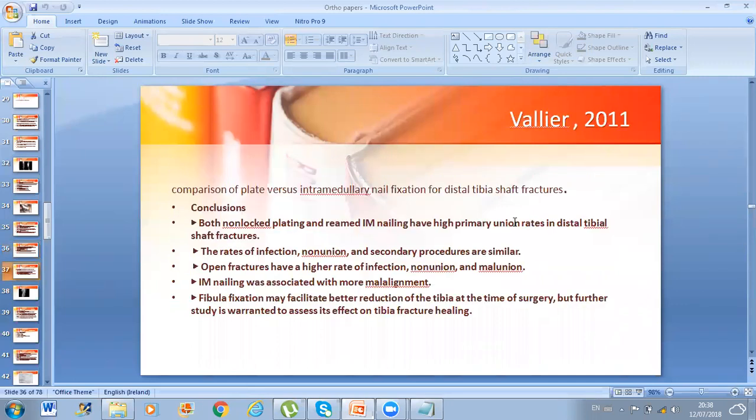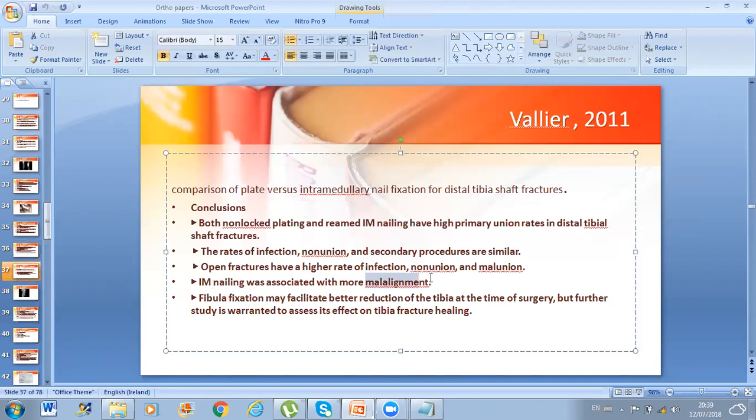This is Valiar in 2011, who compared plate versus IM nailing for distal tibia shaft fractures. He quoted that both non-locked plating and reamed nailing have higher primary union rates in distal tibial shaft fractures. The rates of infection, non-union and secondary procedure are similar. But he quoted fibular fixation may facilitate better reduction of the tibia at the time of surgery, but further studies are warranted. If you note this, nailing was associated with more malalignment.